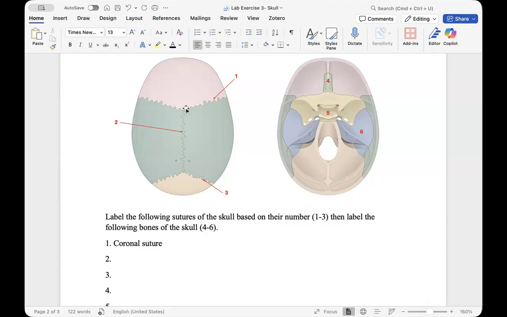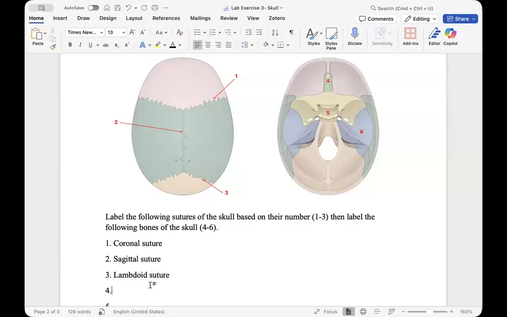Kind of at the crown of the head. We also have one that is connecting the two parietal bones here. This one is going to be sagittal suture. And then the one in the back here that dips down on either side, connecting the parietal bones to occipital bone, this is lambdoid, or lambdoidal suture. I don't think it has a B in there. It might. Apologies. Let's fix that. There we go.